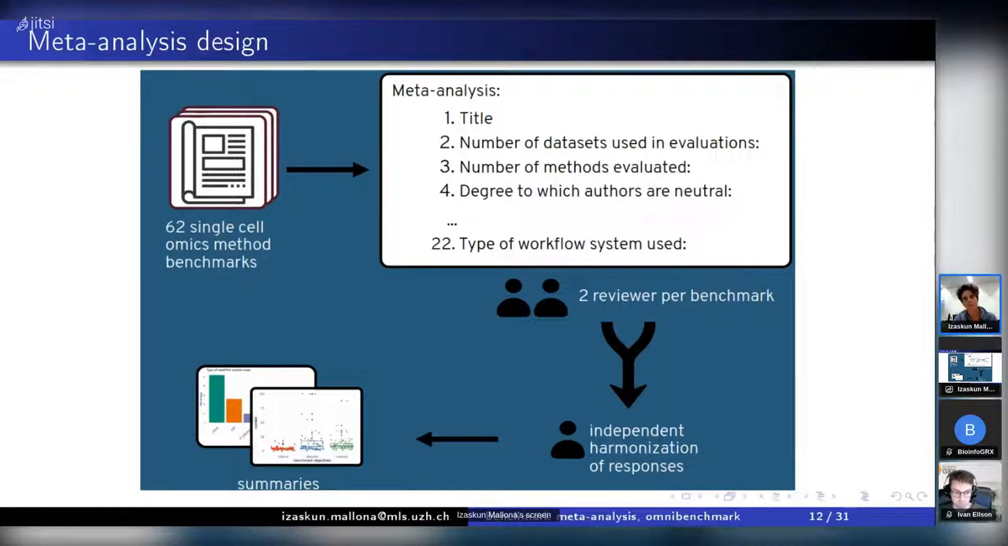Have you noticed that when we publish a paper selling our method, we normally compare against our competitors and always our own method ranks best? This is tricky. If you are running a benchmark and you are also a method developer, probably you are not fully neutral, right? We also evaluated that categorically, from being mostly neutral to maybe having a conflict of interest. And we checked many things, from licenses to workflow systems used, if any, and so on. These we did in pairs. Two people did the review independently per paper. And then we had a harmonization step. And finally, we got the results we are going to discuss today.